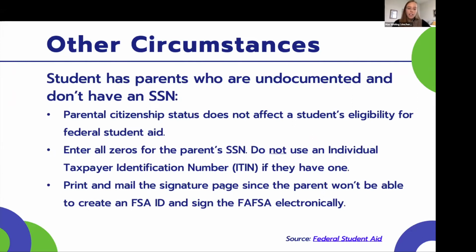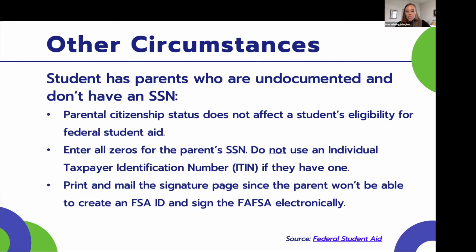So if a parent doesn't have a social security number, when you get to the parent demographics section, you're going to enter all zeros for the parent's social security number. Do not use the ITIN, the individual taxpayer identification number. This is a number that an undocumented parent might have. It's issued by the IRS so that individuals are able to comply with tax law, but it is not a replacement for a social security number. So you should not put the ITIN in the field for social security number on the FAFSA.